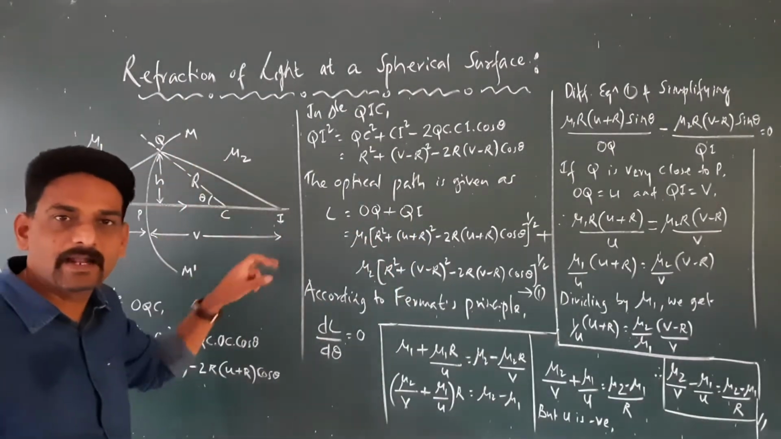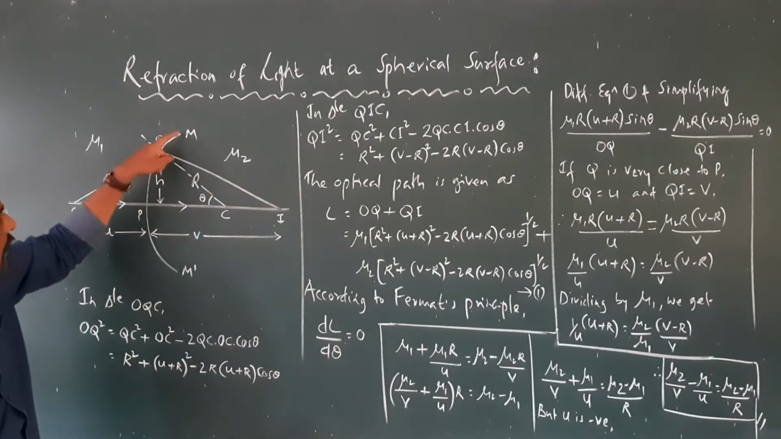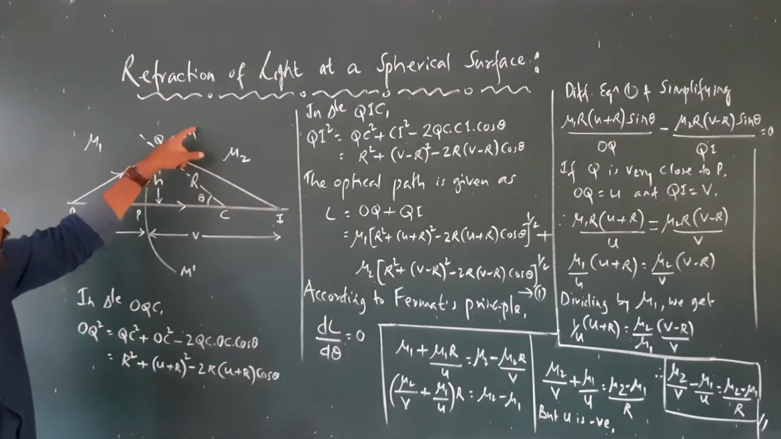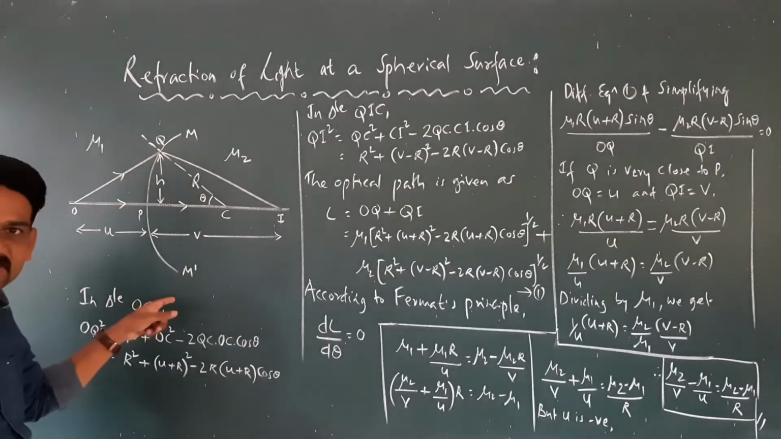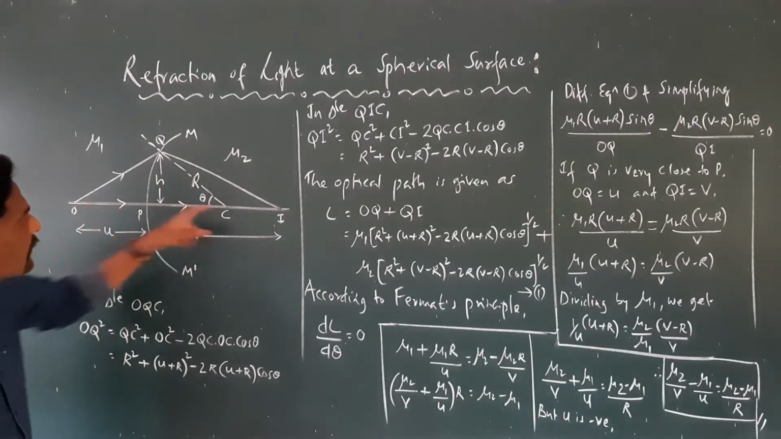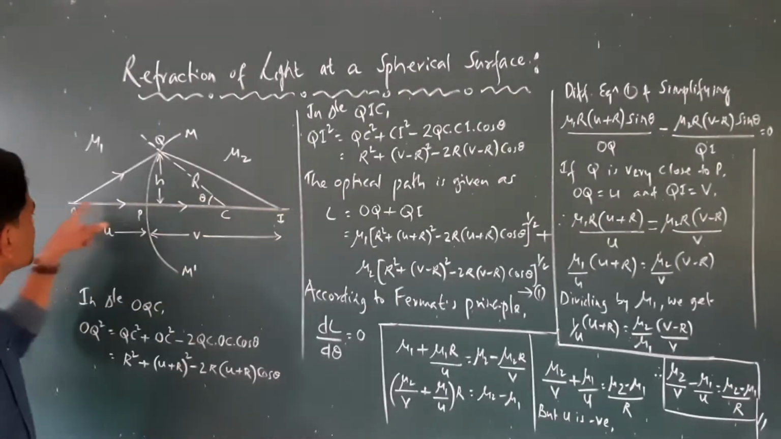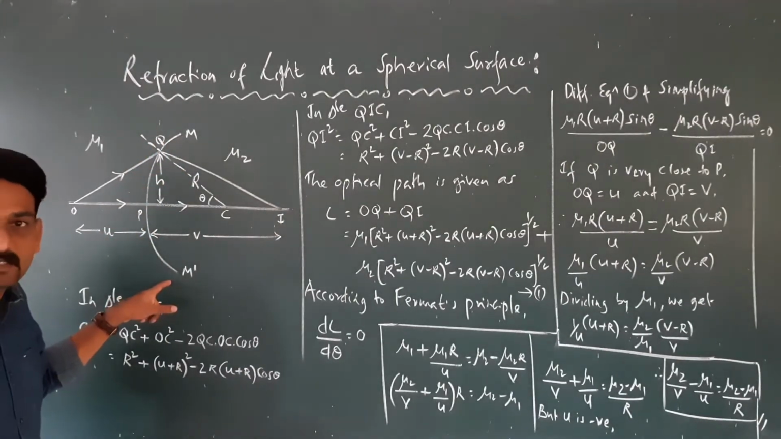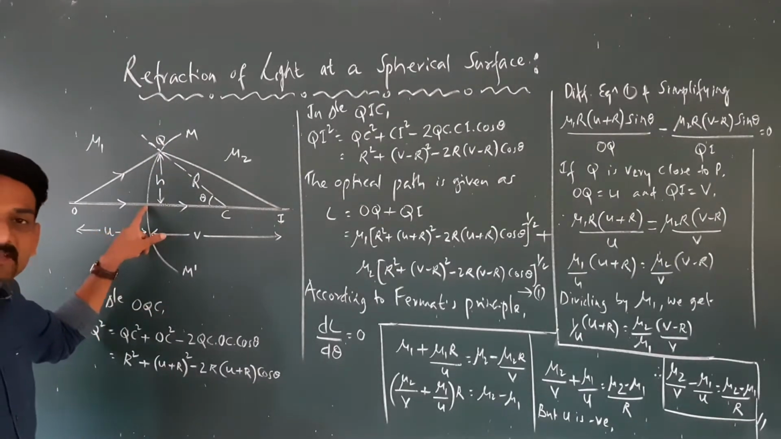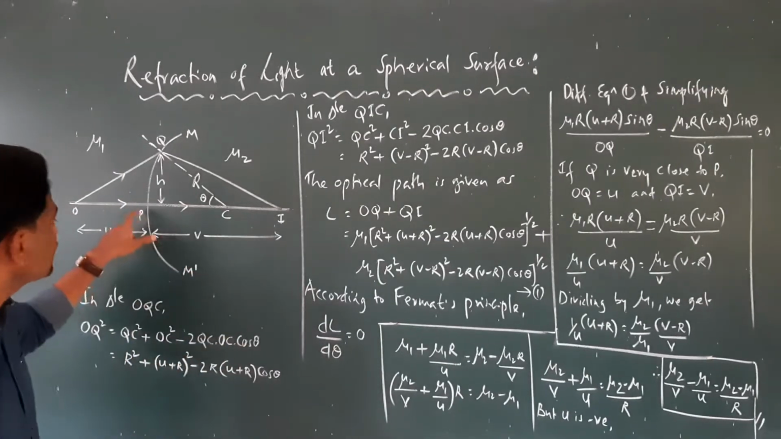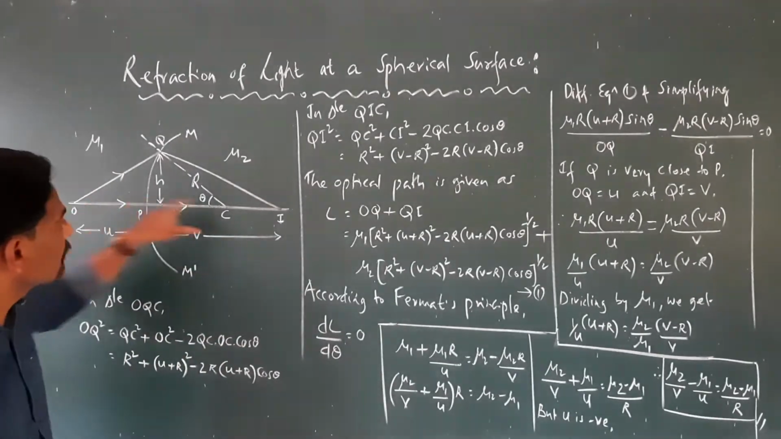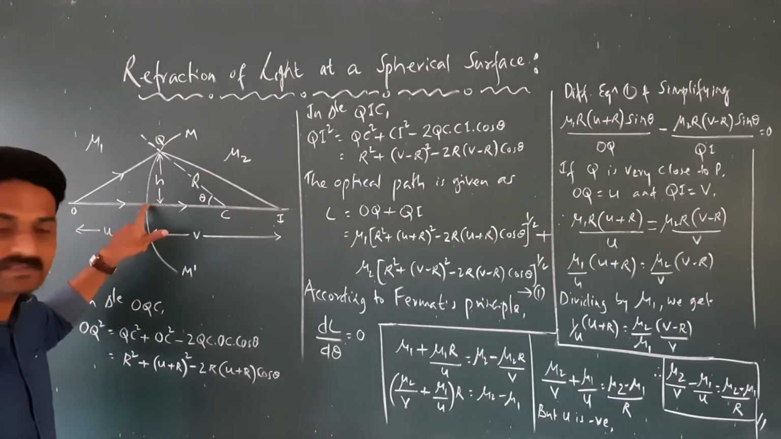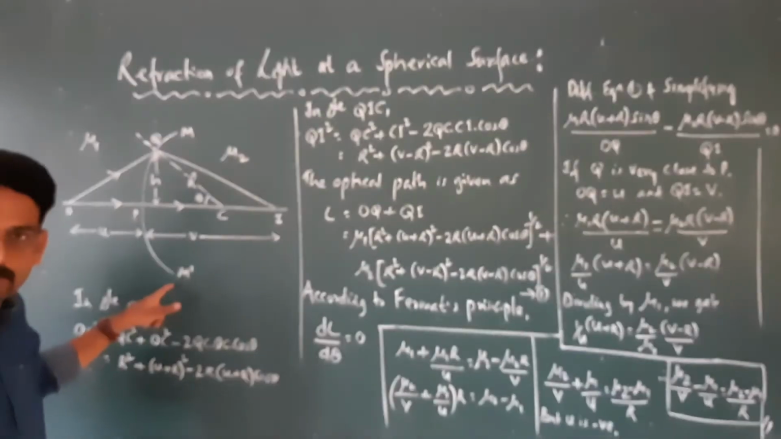If you look at this diagram, M dash is a spherical surface, right? This is the principal axis, which is passing through the center of this spherical surface. P is known as the pole. So this is the principal axis passing through the pole P of the spherical surface M dash.